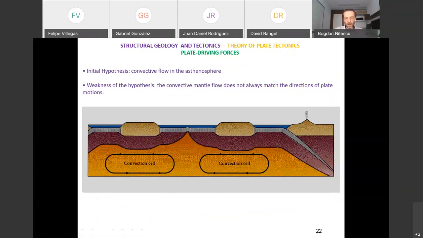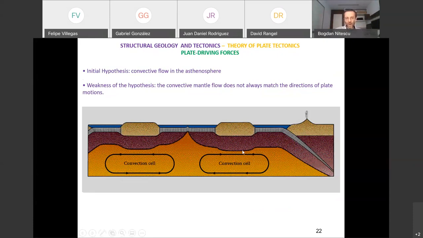That's the other question. The initial hypothesis, what people were thinking, was that you have these convection cells, convective flow in the asthenosphere. So they are thinking about something like this, that the movement of the matter in the asthenosphere would transport the plates and would make them split apart here. If you were to have two convection cells splitting apart here, you would have a zone of divergence and then subduction.